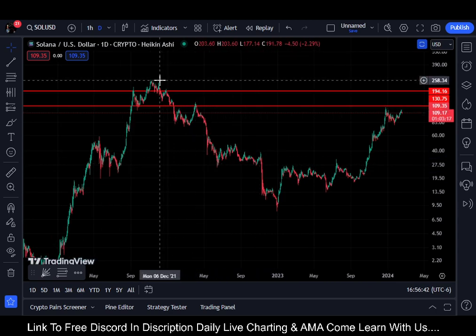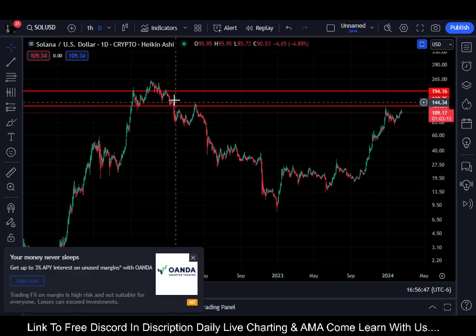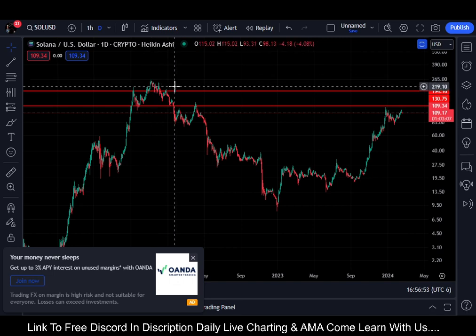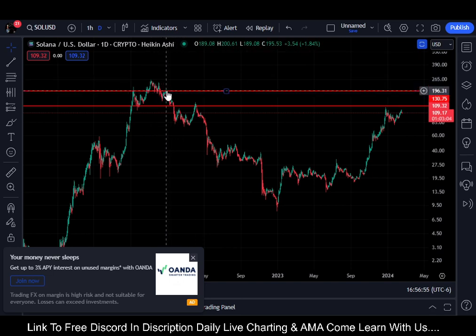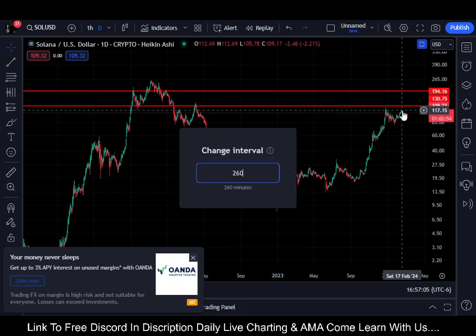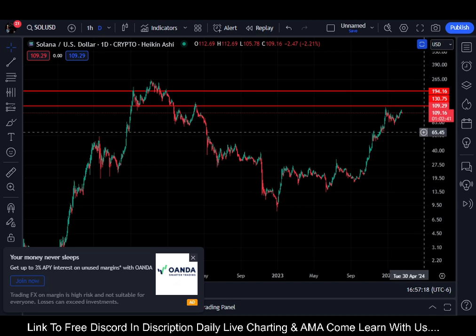So 50% of $260 was $130, it gave us that. Well, what is 75% of 260? It's $195. It's also a key support resistance. And then what would 25% of 260 be? Let's go 260 times 0.25. That would be $65. So let's come down to $65 and snap a line.